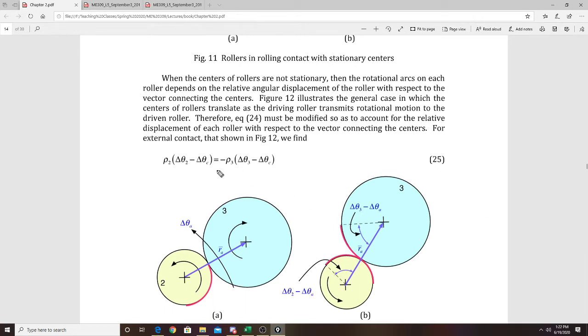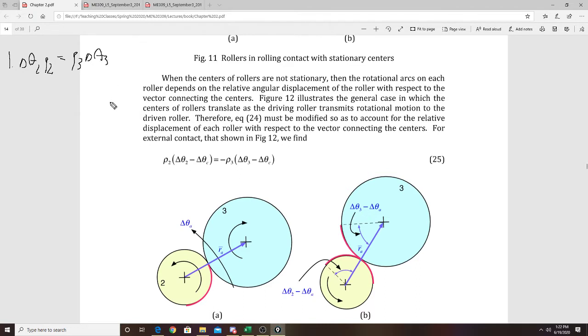So, once again, external contact, how it looks right here, they're contacting externally, not internally. There is a negative sign, right? That's the first thing we notice. The second thing we notice is that this equation, the very first one we have, which I'm going to write up here, delta theta 2 rho 2 is equal to, I did it out of order, but that's okay.